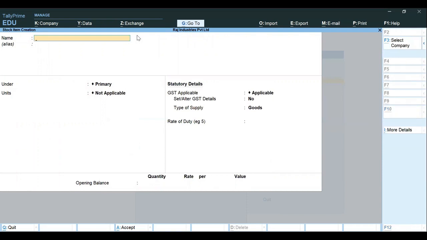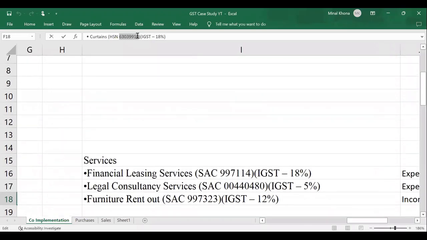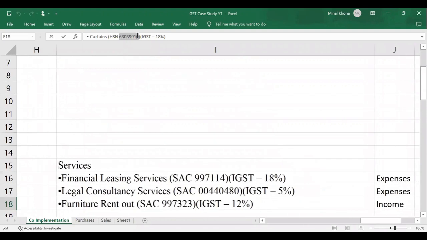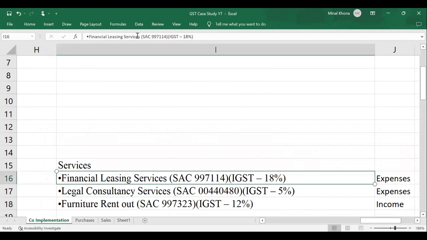Now, let's see if I had to create services. So how do I create services? Whether they are my expenses or they are my income. Now, there are two possibilities. Either your services is an expense which you are incurring, or it is your indirect income. So the first service which we are going to create is financial leasing services, which is your expense. So this is the expense which you are incurring.